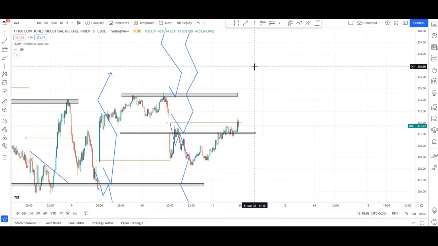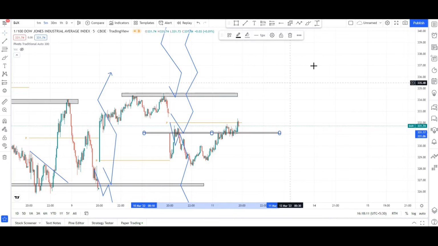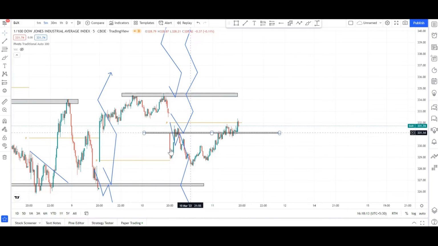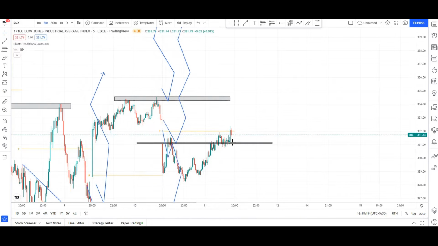So we can see the analysis of today of Dow Jones and other indexes and some stocks also. Okay guys, yesterday we discussed what happened in the market, I will discuss that later on. Today we will see how the analysis goes for today.